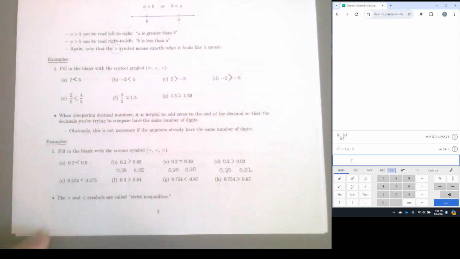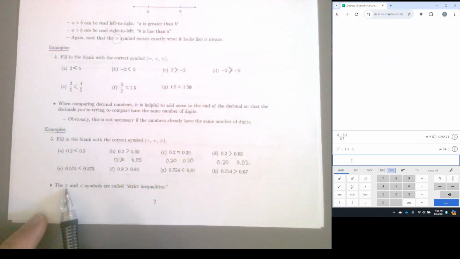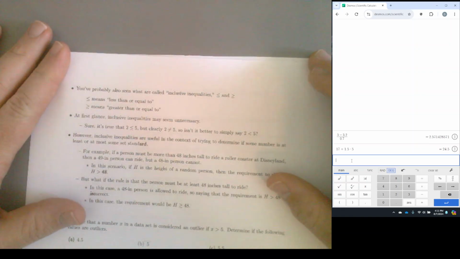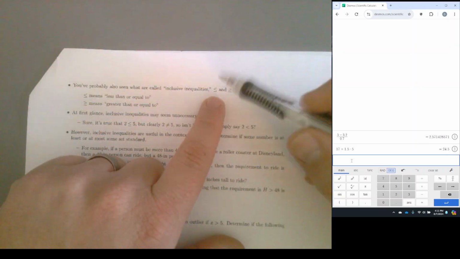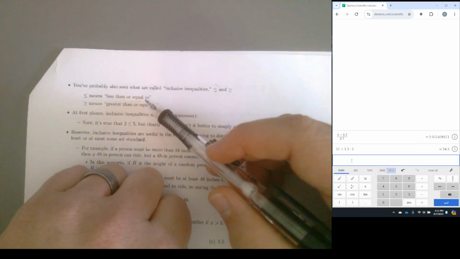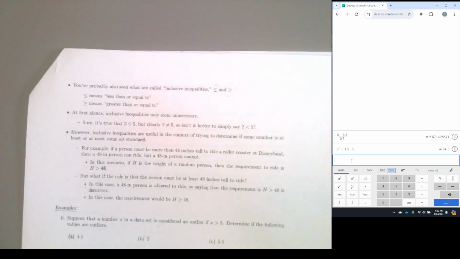Now, these inequalities that we've talked about so far, the greater than and the less than symbols, are called strict inequalities. You're also probably familiar with what are called inclusive inequalities. That would be these ones, right? This one means less than or equal to, and this one means greater than or equal to.